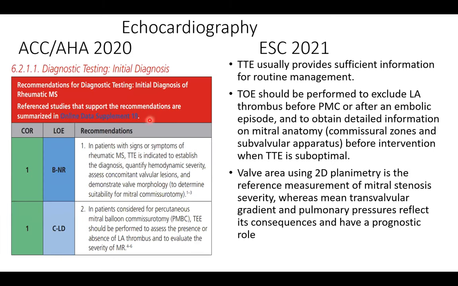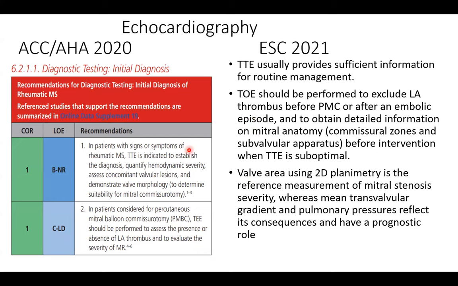Now, so we start with the guidelines. So please don't fall asleep. In the ACC/AHA guideline, TTE is first line. It has a class one recommendation. Do TTE first to establish your diagnosis, quantify hemodynamics, and look for other valvular lesions. Then we could also do TEE in patients being considered for percutaneous mitral balloon commissurotomy to rule out LA thrombus and to further characterize the structure of the valve.